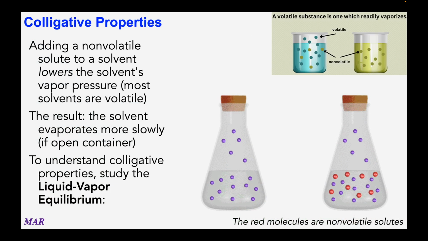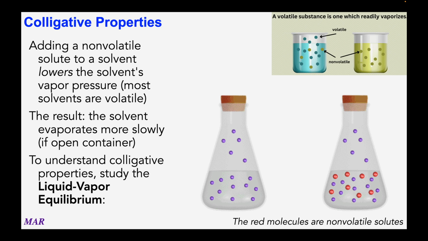Again, just to remind you, a colligative property is just a property of a solution. It's a property that affects the solvent, but not the solute, all right? And the first one we're going to look at is what happens when a solute is placed in a solvent and it lowers the vapor pressure of the solvent.